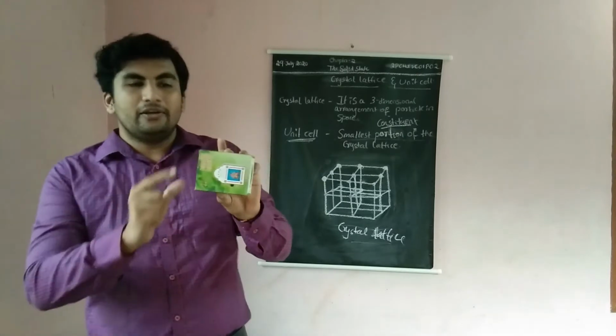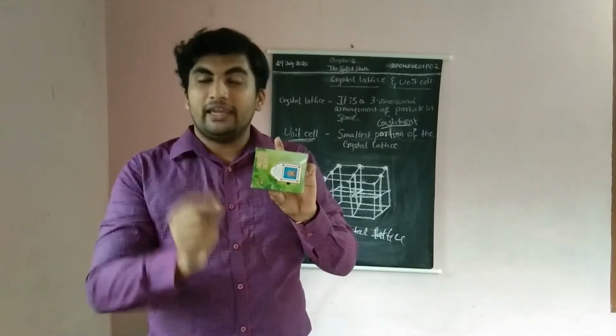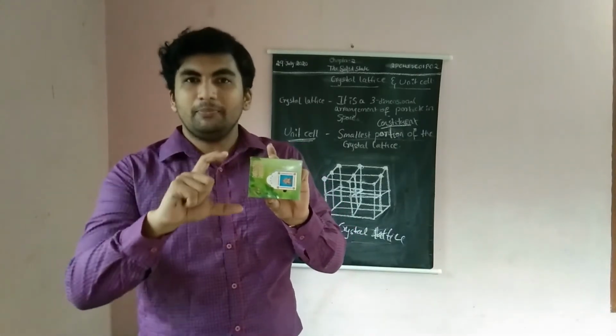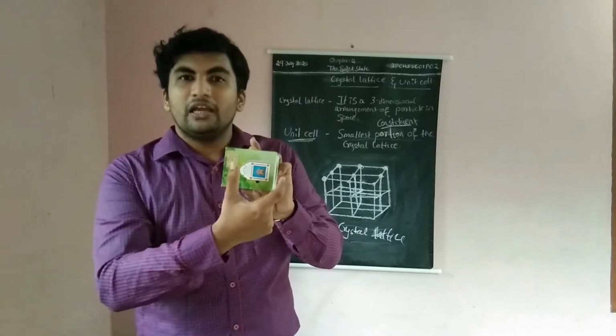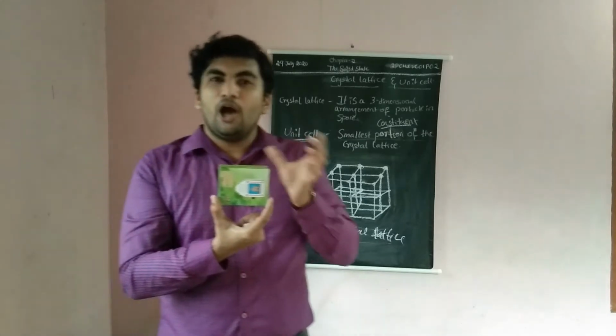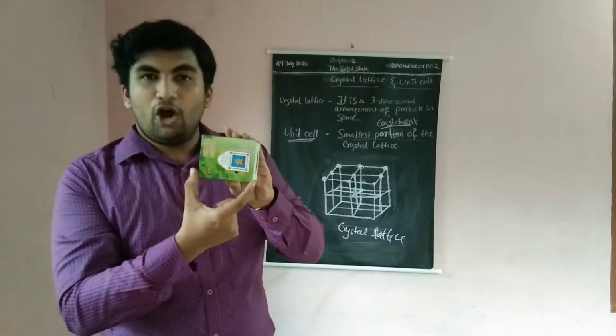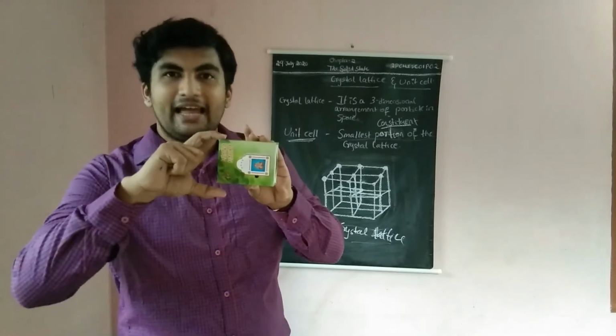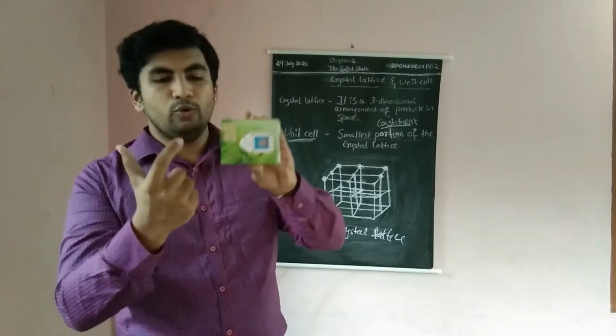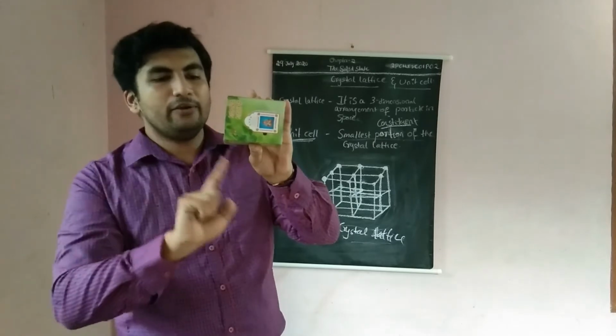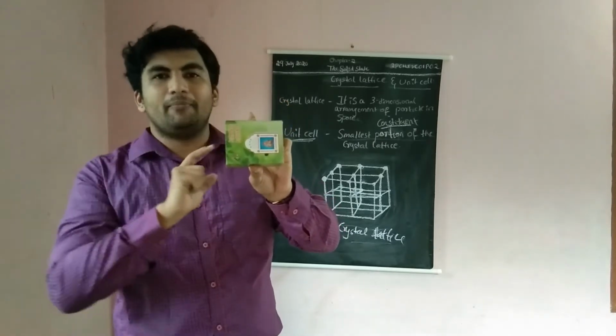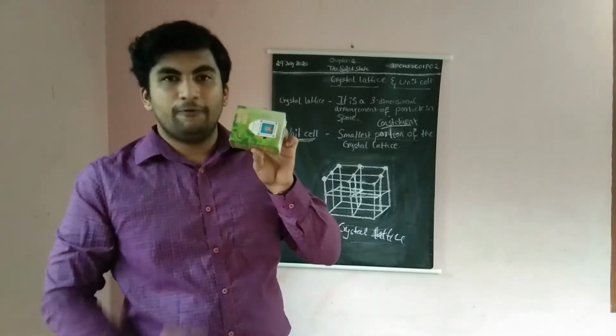In a unit cell there are a total of 8 lattice points. That means in 8 positions the constituent particles, either atom, molecule or ion, whatever it may be, will be placed in these lattice points. 1, 2, 3, 4, 5, 6, 7, 8. Back side 4, front side 4.